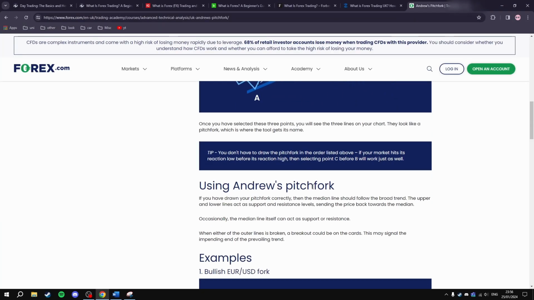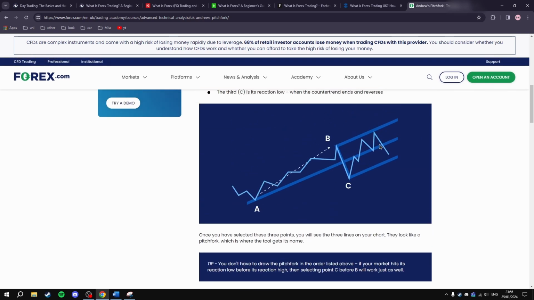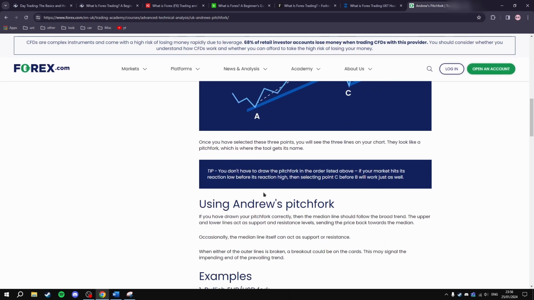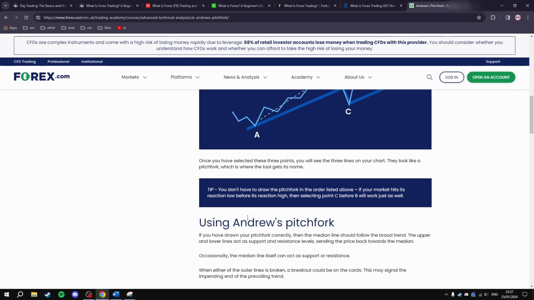Using Andrew's pitchfork. If you have drawn your pitchfork correctly, then the median line should follow the broad trend, which is that one there. The upper and lower lines act as support and resistance levels, sending the price back towards the median. Occasionally, the median line itself can act as support or resistance. When either of the outer lines is broken, a breakout could be on the cards. This may signal the impending end of the prevailing trend.